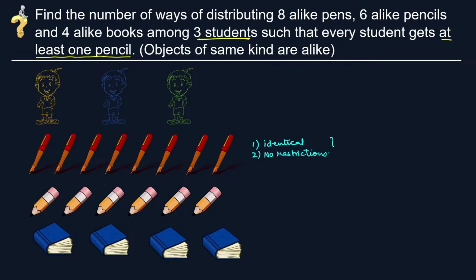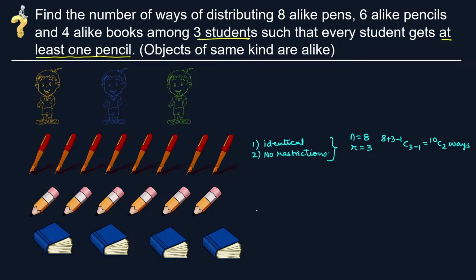So in this case, particularly in the case of pens, I can use my Beggar's method. There are 8 pens, so here N is 8. And R is 3, as there are 3 students. So the total number of ways of distributing these 8 pens among these 3 students will be 8 plus 3 minus 1, C3 minus 1. So that gives us 10 C2 ways in which these 8 identical pens can be distributed among these 3 students.